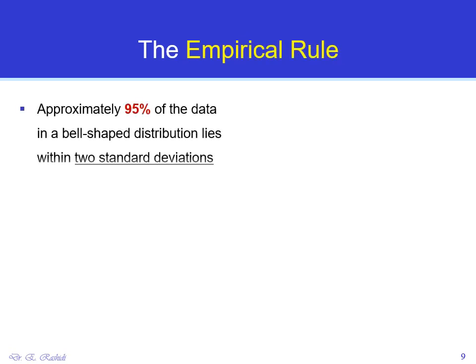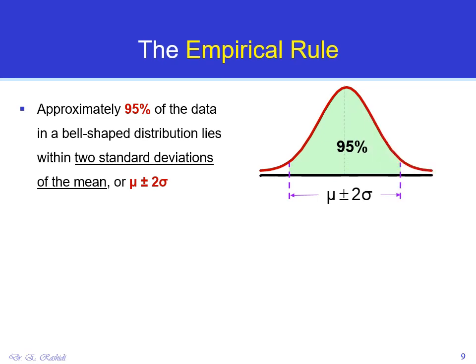The empirical rule also says that 95% of your data would fall within two standard deviations away from the mean. So if you have a bell-shaped distribution, 95% of your data would fall between these two ranges, which is two standard deviations below and above the mean.